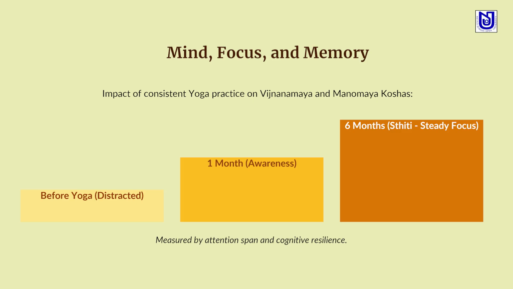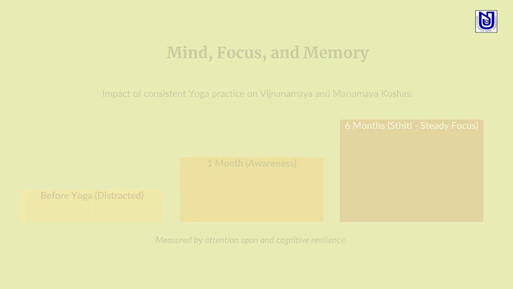Before we start practicing yoga, we are mostly distracted and our mind is cluttered. Only with 1 month of the practice of yoga, we can find more awareness and more stillness of our mind. And within 6 months to 1 year of regular practice of the yogic practices, we can find sthiti, or steady focus, which is also the balance of our innermost self.